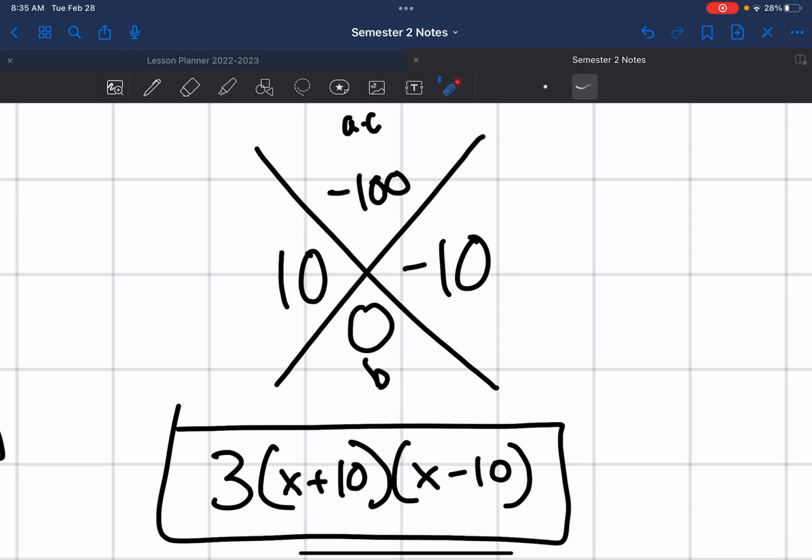I will be available on Teams for most of the day. This assignment will be due at 2:35 today. If you do not complete it by then, you were not here. All right? You have until the end of the school day to work on this.